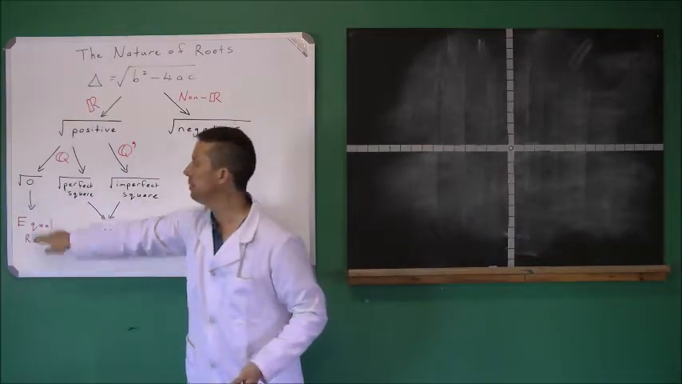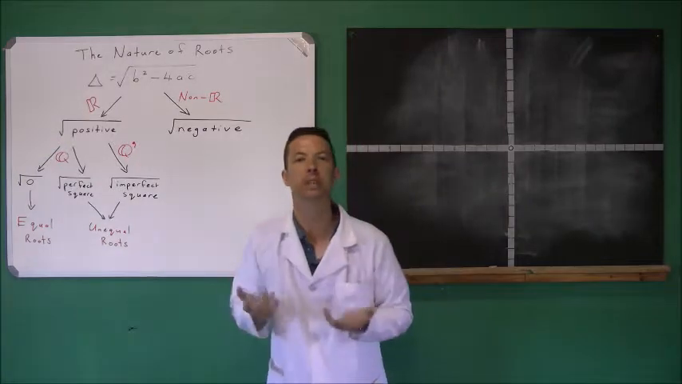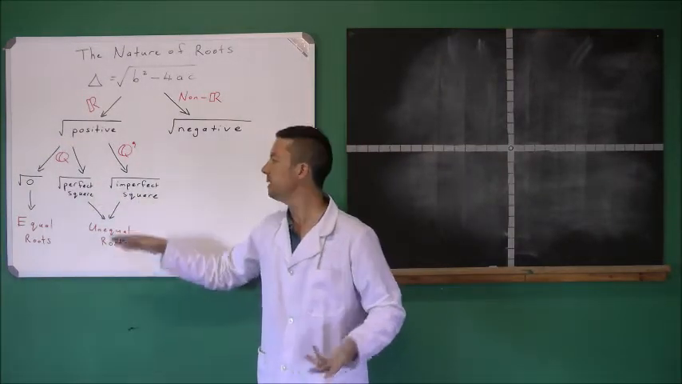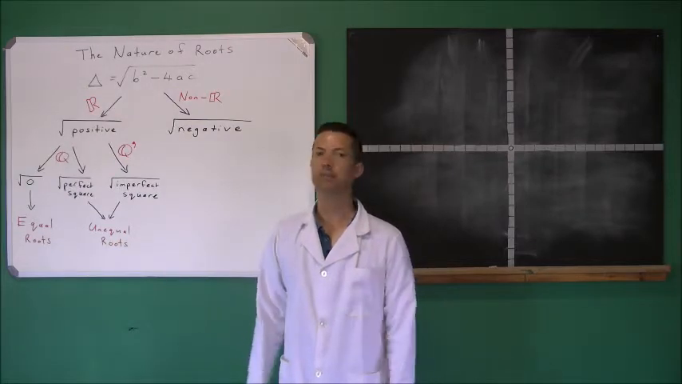If it is 0, it means it has equal roots because there's no distance between the x-cuts. If there is a distance, it means you have unequal roots. And there you go.